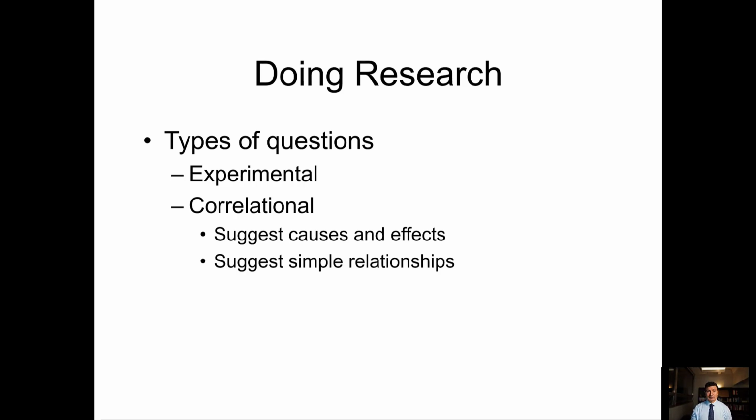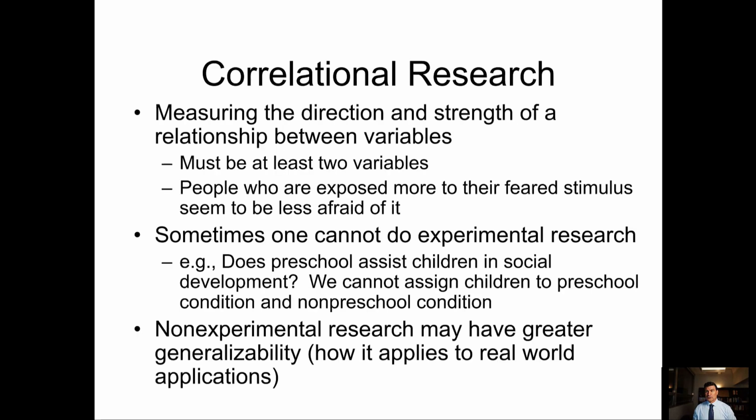In correlational studies, we can see how things are happening in the real world, and that may not be applicable in an experimental study. We'll go through this in more detail as we go through this class. But again, correlational research, we're looking at the relationship between variables. A correlation is a relationship between variables. And we do it in situations where we sometimes can't do experimental research. If we want to find out if school is useful for kids, we can't just assign kids to a non-school condition. We have to see what's happening in the real world. So there's a lot of situations where we can't do a controlled study.